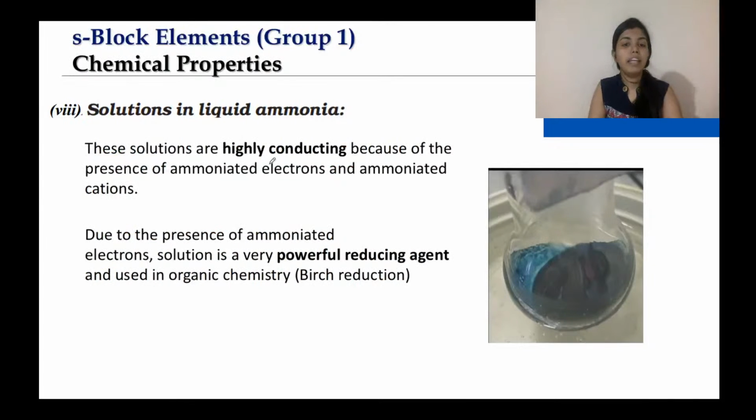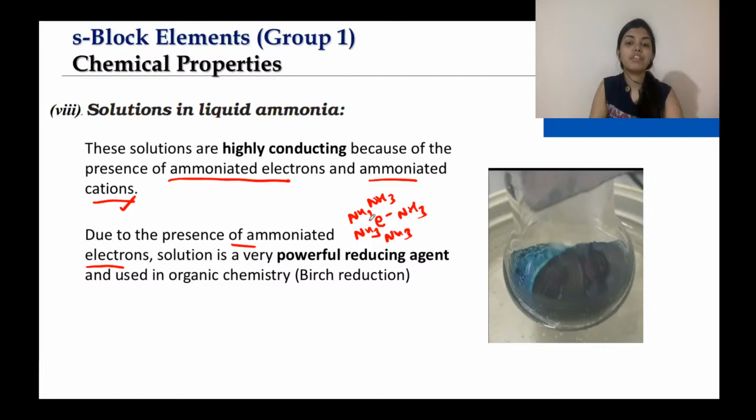Now these are highly conductive because of the ammoniated electrons and the ammoniated cations. This we have already studied, that cations and anions are formed which are responsible for the conduction of electricity. And due to the presence of the ammoniated electron, that means the electron which was surrounded by ammonia, this solution basically works as a powerful reducing agent. That means it will reduce other species. It is popularly known as Birch reduction.